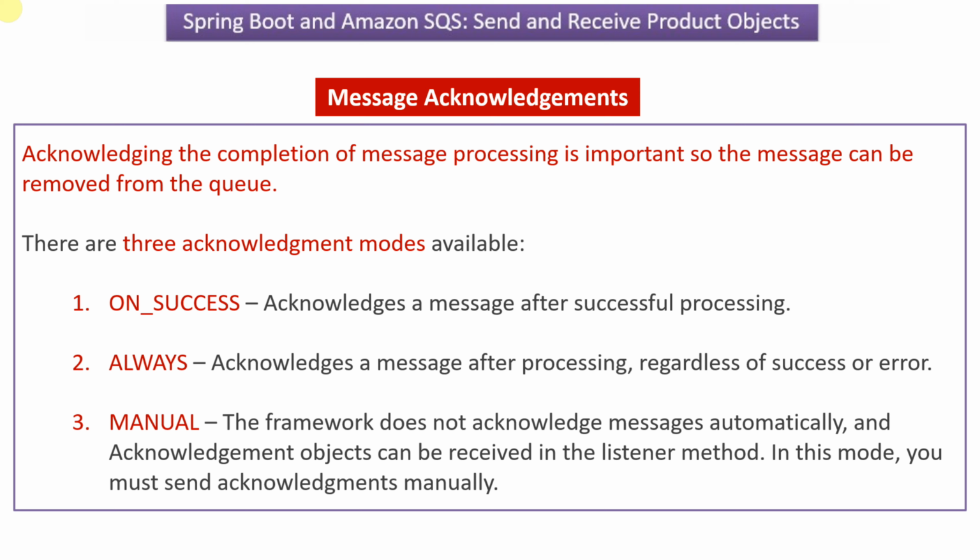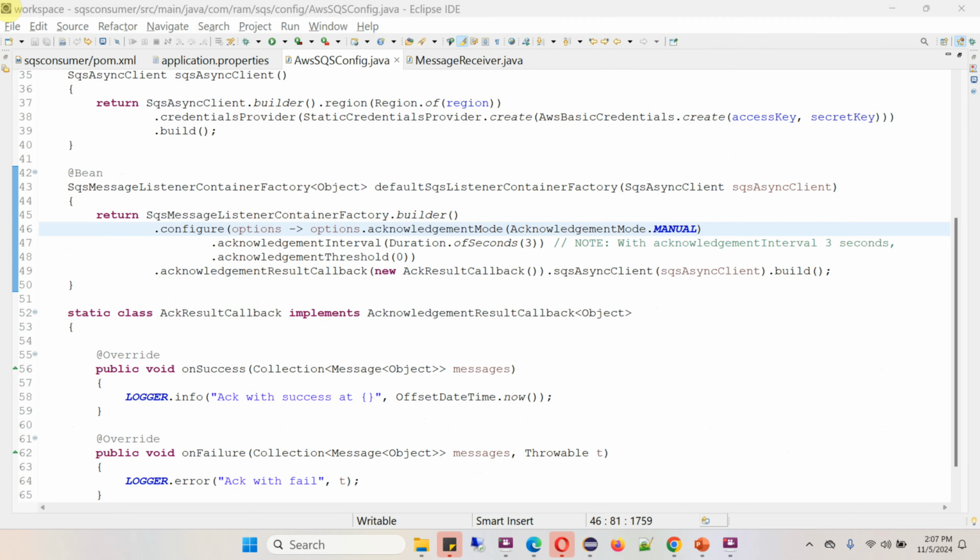Third one is manual. The framework does not acknowledge messages automatically, and acknowledgement objects can be received in the listener method. In this mode, you must send acknowledgements manually. In this project, I am using the acknowledgement mode as manual.